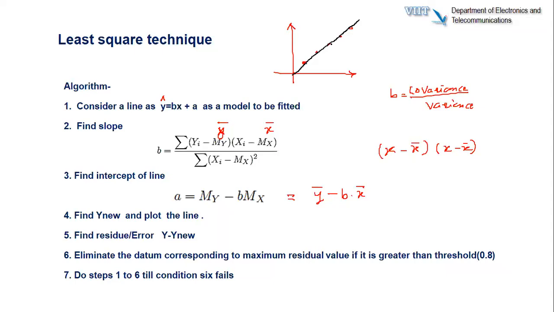Now this is the model that I have got. So I have estimated B and A, so I got the equation, let's say y cap equals 1 into x plus 0. So this is the equation that we have got. And then what we do is predict, or estimate, the values using the model.